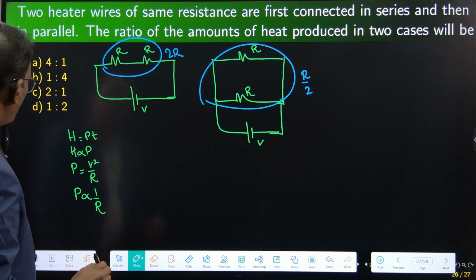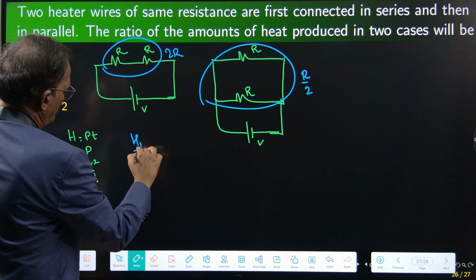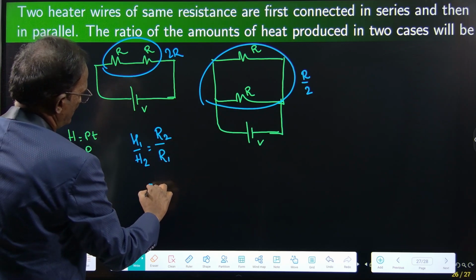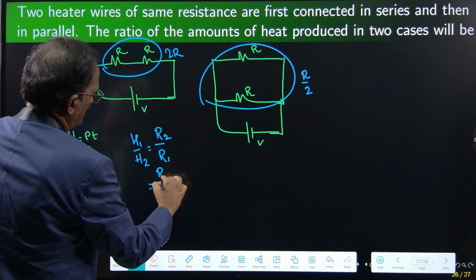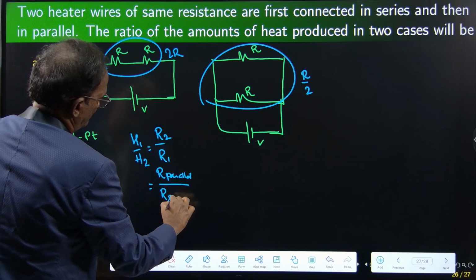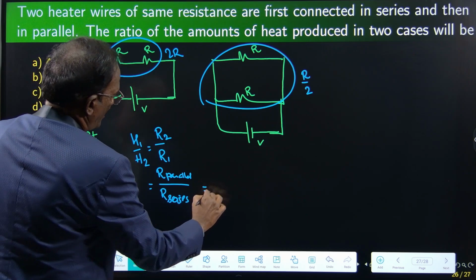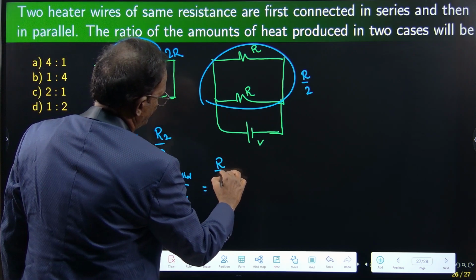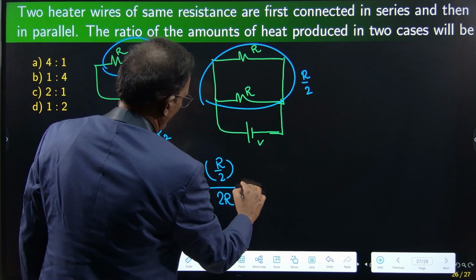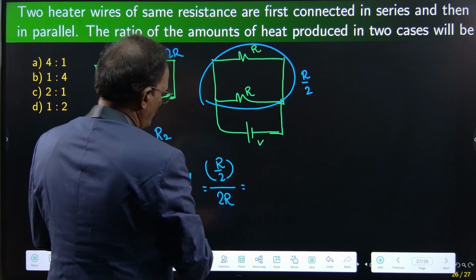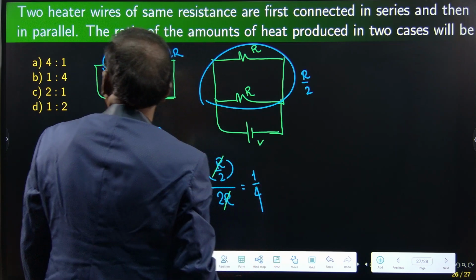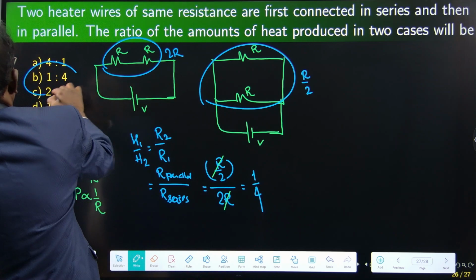The ratio of amounts of heat produced: H1 by H2, I will write R2 by R1. The second case is parallel, so R parallel divided by R series. R parallel is R by 2, and the series equivalent is 2R. So this is 1 by 4, R and R are removed. 1 by 4 is the answer, 1:4, option B.